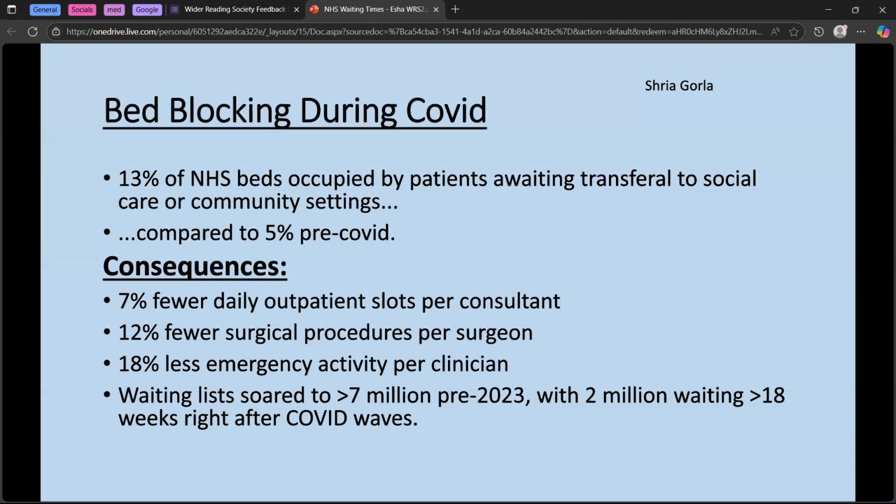This bed blocking directly hurt both elective and emergency care, leading to the NHS's biggest waiting list on record. So 12% fewer surgical procedures were happening per surgeon and 18% less emergency activity per clinician. This wasn't because there were fewer emergencies, but just because they couldn't cater for them. The waiting list soared to over 7 million before 2023, with 2 million people waiting more than 18 weeks right after the COVID waves. So this is for electives and general surgery.